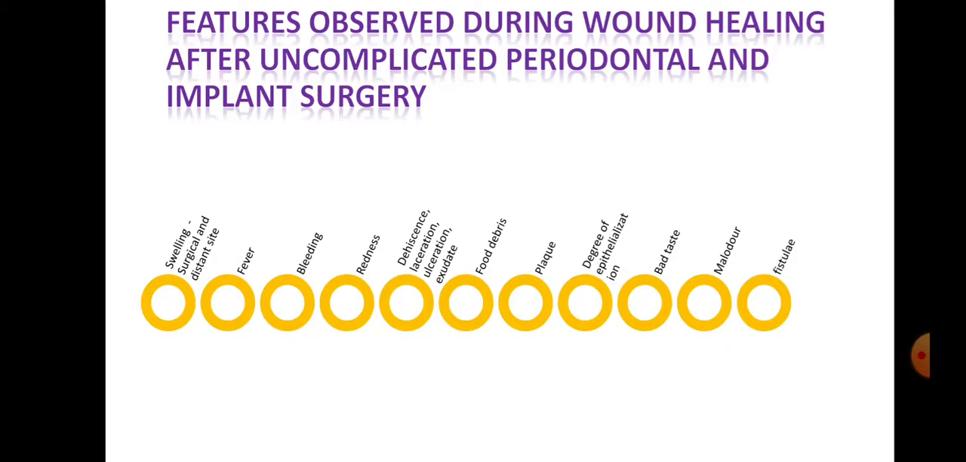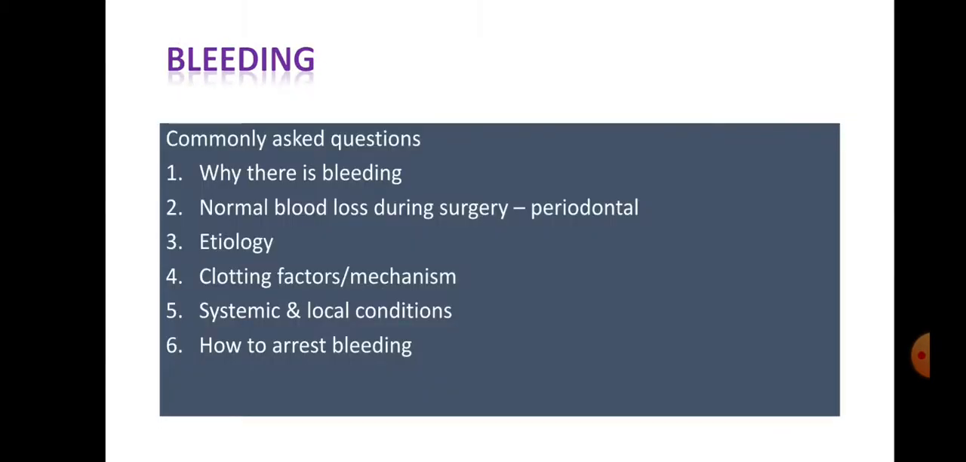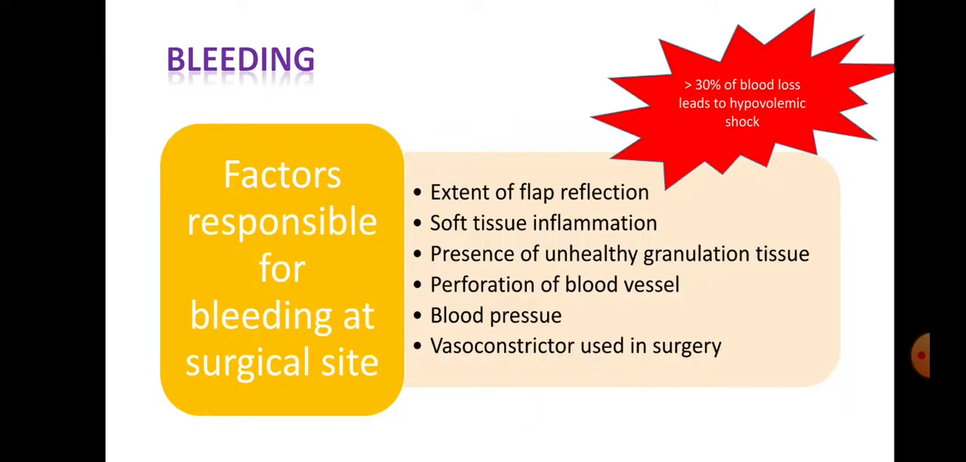Then what are the features to be observed during the wound healing after uncomplicated periodontal and implant surgery? We look at the presence of swelling, fever, bleeding, redness, dehiscence, food debris, plaque and degree of epithelialization, bad taste, malodor and fistula. So in bleeding, what do we see? Why is there bleeding? Normal blood loss during surgery, etiology, clotting factors, systemic and local conditions and how to arrest bleeding.